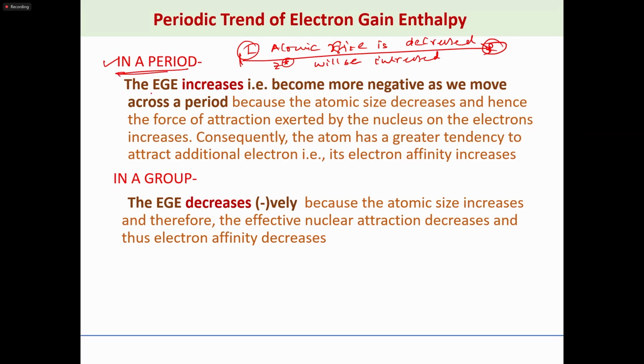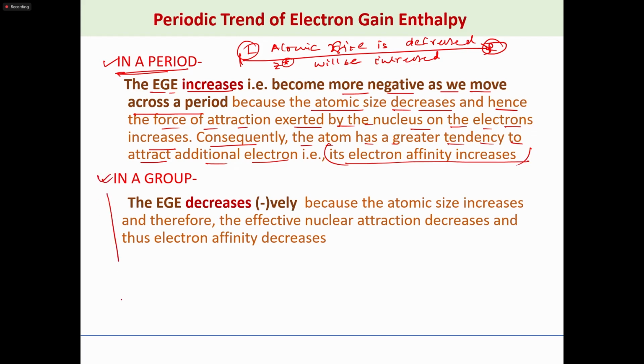In a period, the electron gain enthalpy becomes more negative as we move across a period because the atomic size decreases. Hence, the force of attraction exerted by the nucleus on the electron, that means the effective nuclear charge, also increases. Consequently, the atom has a greater tendency to attract the additional electron. That's why the electron affinity is increased.